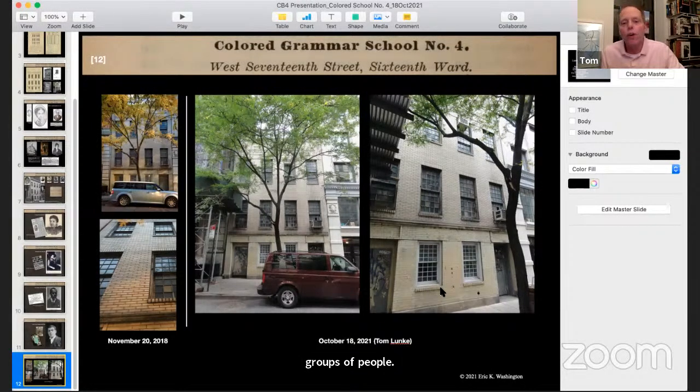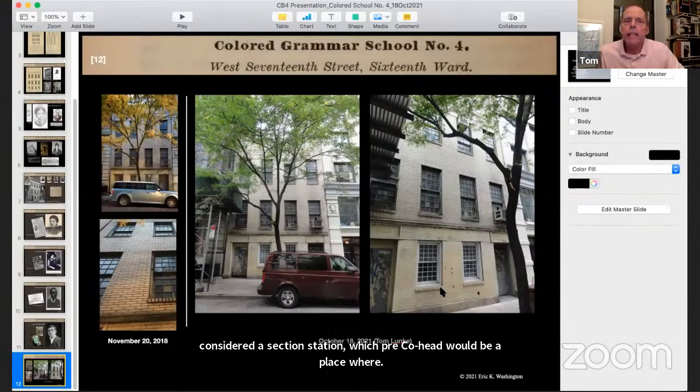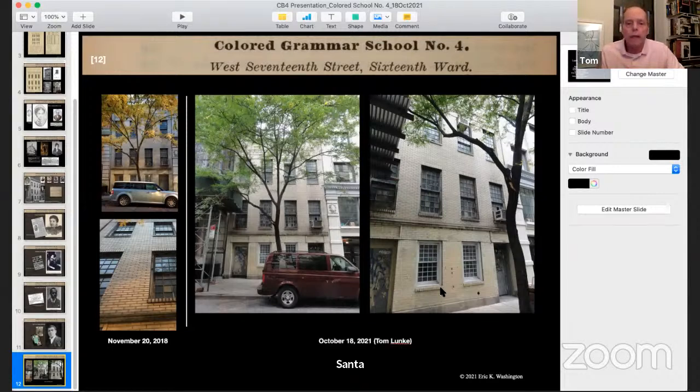I wanted to talk briefly about the building. Funny enough, I worked for DCAS and the Department of Sanitation in urban planning capacities back in the 90s. And this to me looks like it's probably considered a section station, which pre-COVID would be a place where sanitation workers would stop and eat their lunch in an enclosed setting.